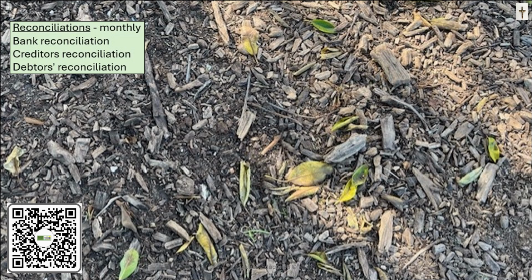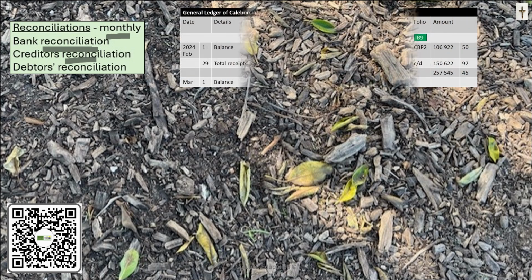Then at the end of the month, what happens is reconciliations are done. The most common one, well, creditors reconciliation as well, but a bank reconciliation is done at the end of the month to find the differences between the balance in our books and the balance at the institution that we bank with. Let me show you.